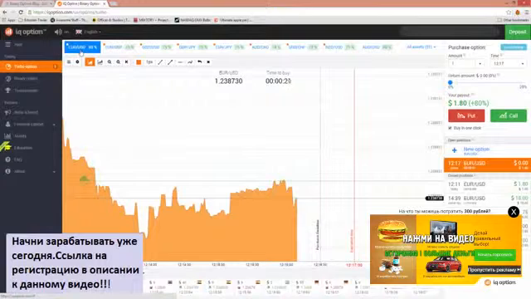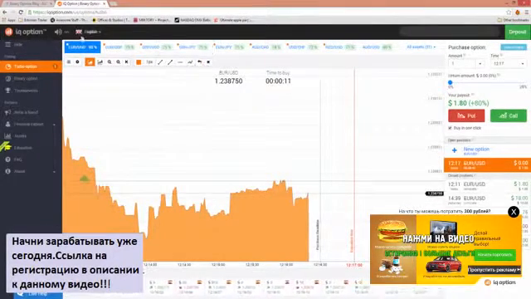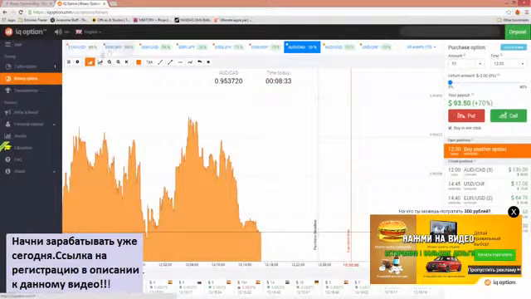Also, a positive side is they have very high returns on options. Depending on the time of day, the returns do change. The highest return they have is on Australian dollar, Canadian dollar, which goes up to 95%. Euro US dollar on short terms is normally around 80 to 87%. And on binary options, you also see some options over 80%. That is very high compared to most other brokers.